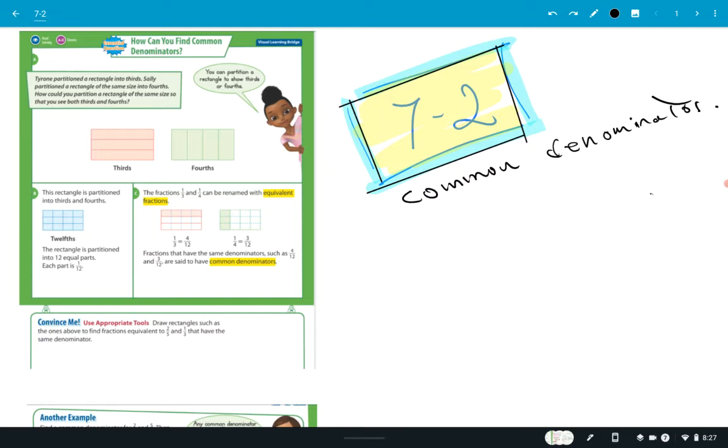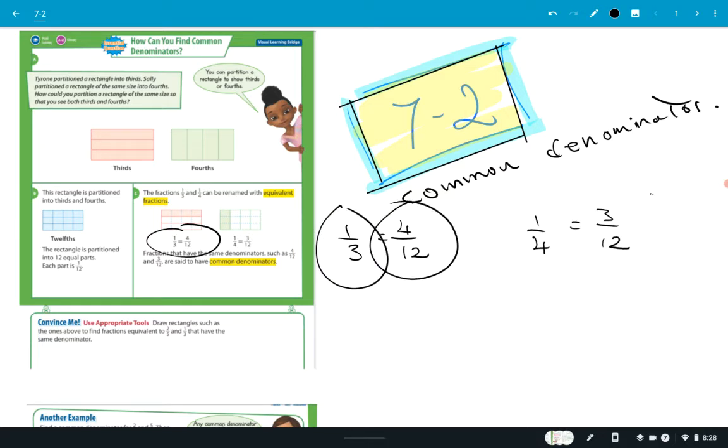And then it says the fractions 1/3 and 1/4 can be renamed with equivalent fractions. And so here's one example that says 1/3 is the same as 4/12. And then they have 1/4 is the same as 3/12. These are equivalent fractions. 1/3 is the same as 4/12. It's just labeled differently. 1/4 is the same as 3/12. It's just labeled differently. Let me show you another equivalent fraction.